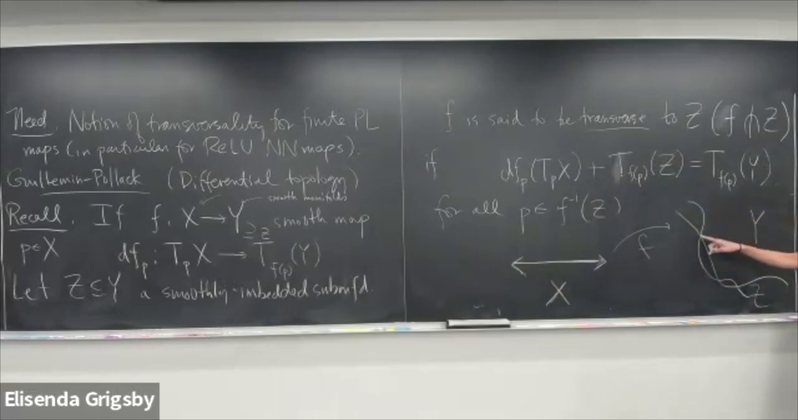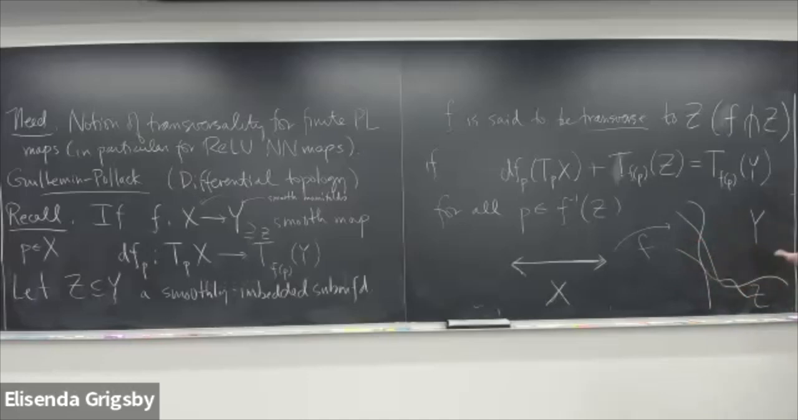is that for any point of intersection between the image of X and Z, locally, you can get any point in the tangent space of Y nearby by taking linear combinations of points in the tangent space of X and the tangent space of Z. Okay, so this is an example of a transverse intersection. This is an example of a non-transverse intersection, where they kind of kiss here.